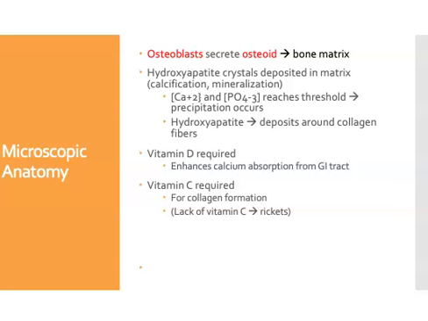Calcium and phosphate are the primary minerals that help bone harden, and they have to be kept in a very strict balance in order to precipitate out and mineralize the bone. Now, there are two vitamins that are critical to this process. The first one is vitamin D, and the second one is vitamin C.